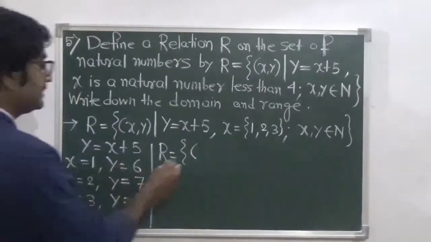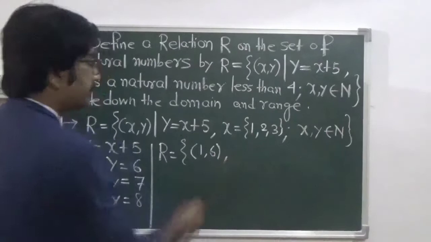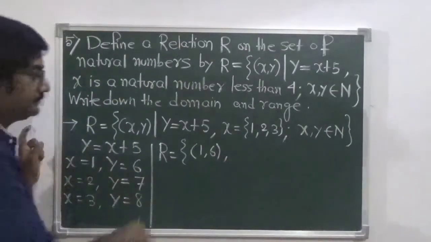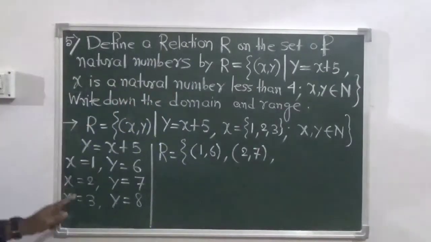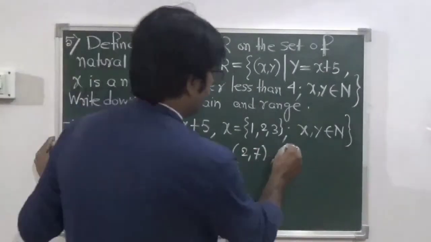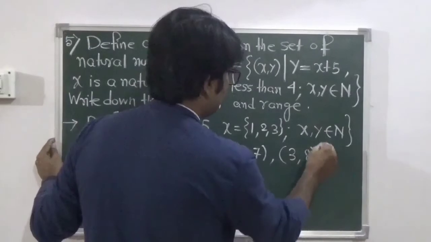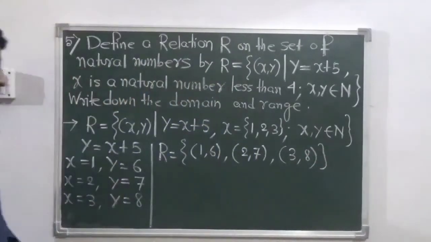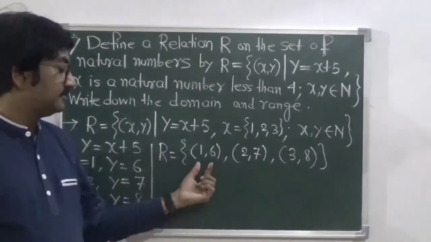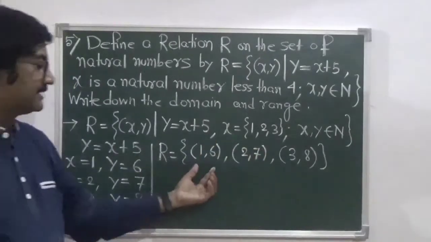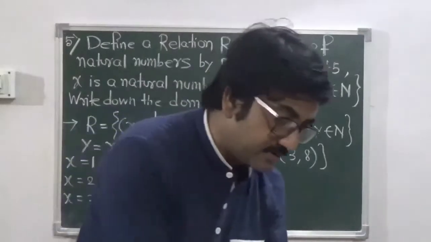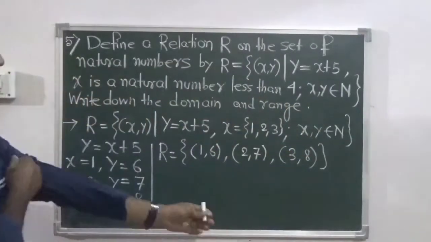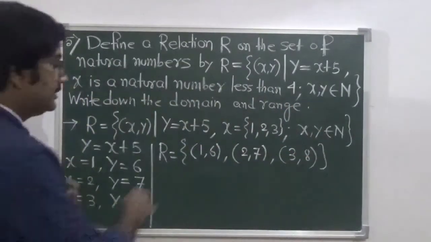It is (1, 6), then (2, 7), and finally (3, 8). So the relation in the roster form consists of these members (1, 6), (2, 7) and (3, 8). Now you can very easily tell what is the domain and what is the range.